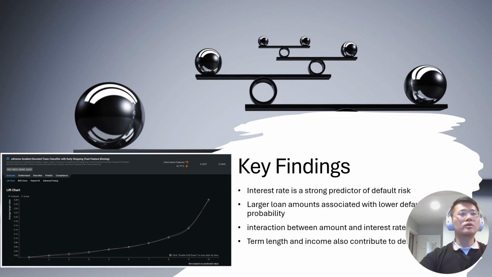And the most important factor in my analysis is the interest rate. So interest rate is a really strong predictor of the default risk. The larger loan amount is also associated with lower default probability. Interaction between amount and interest rate is obvious, and term length and income also contribute to the default. So these findings highlight the complex relationships between loan characteristics and default risk.